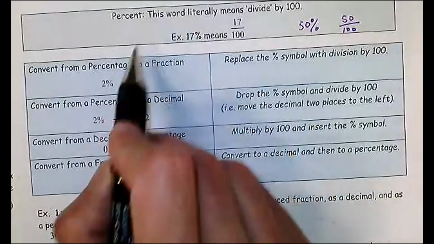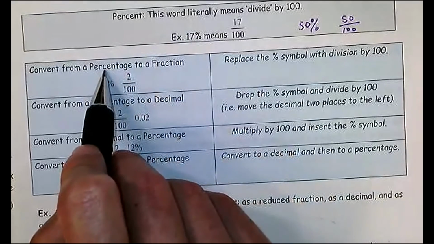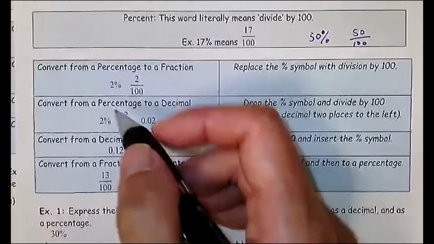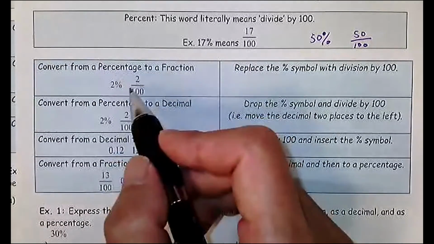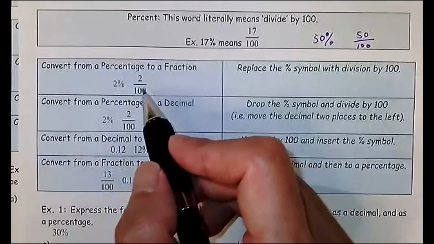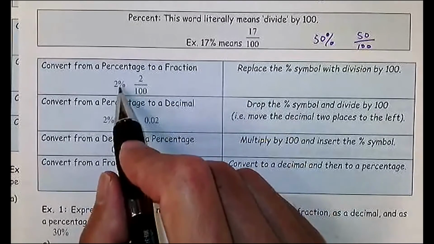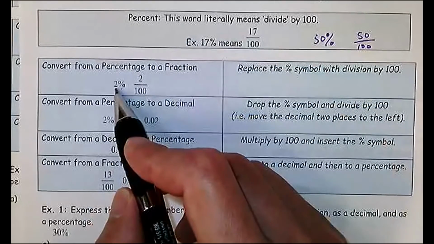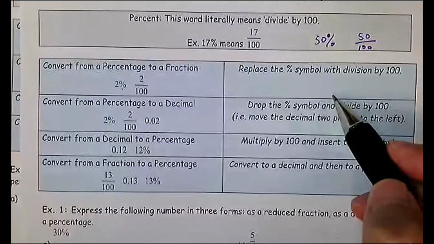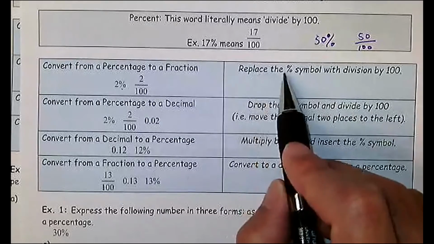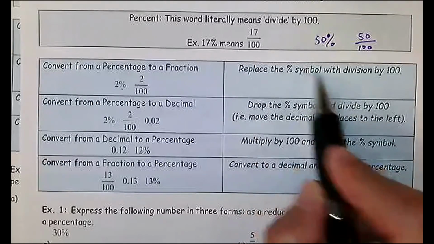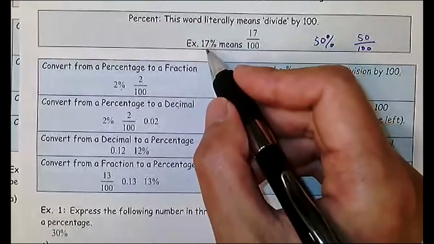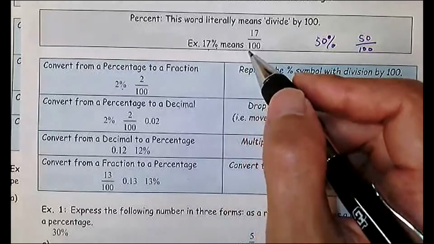If we have the percent, how do we convert from percent to fraction to decimal and backwards? Here is an easy way to do that. From percentage to a fraction is easy. If you see 2%, recall that percent just means divide by 100. So just 2 divided by 100. In other words, you just replace the percentage symbol with a division by 100. So 17% is just 17 divided by 100.